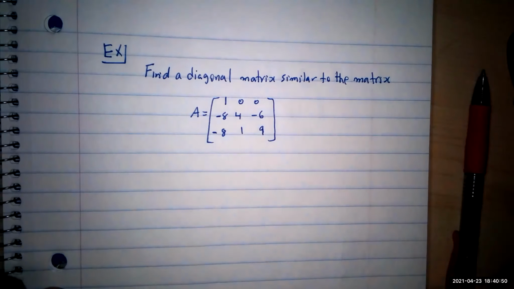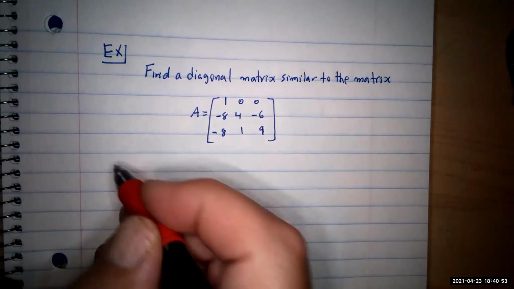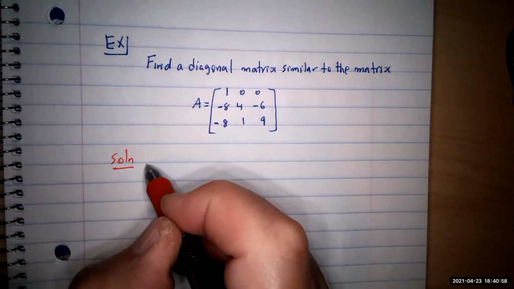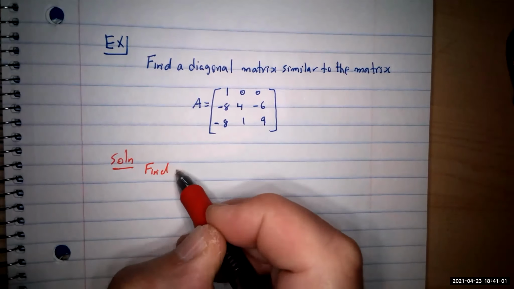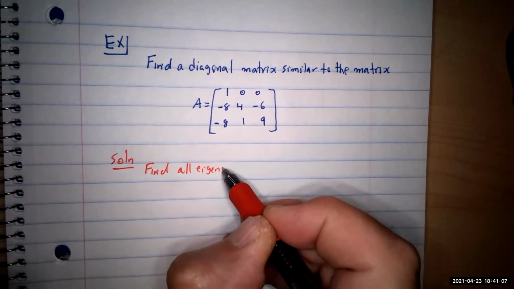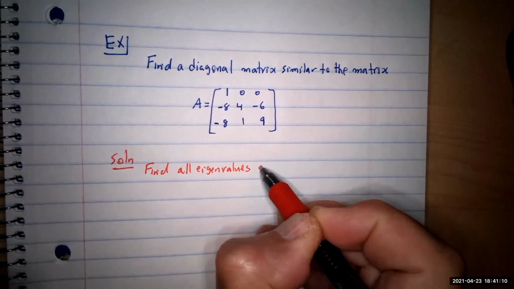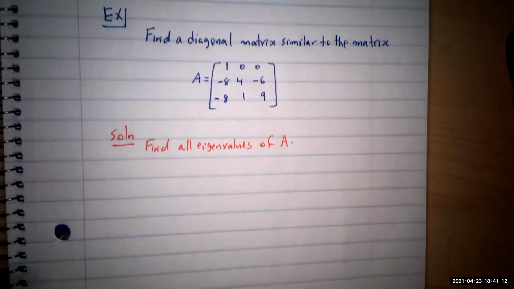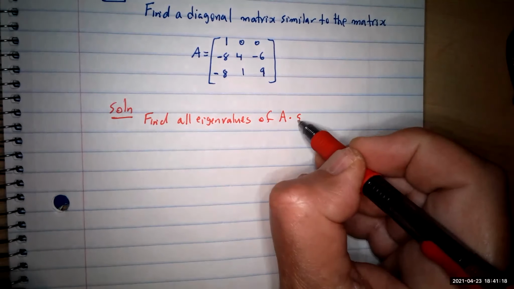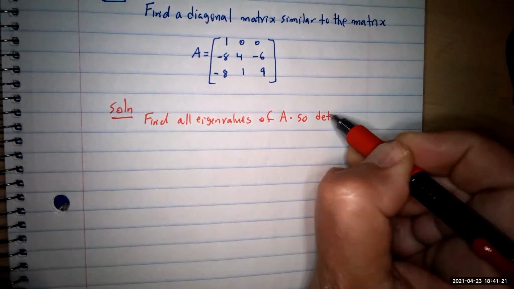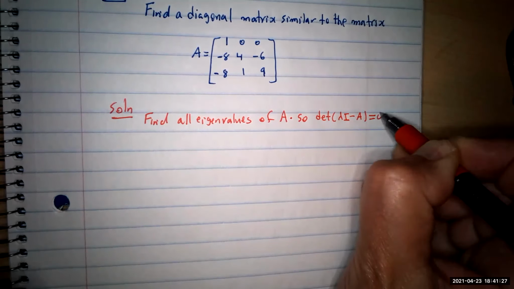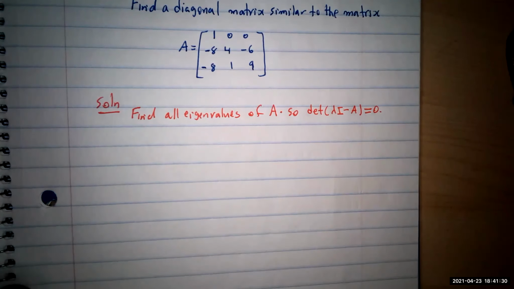Step 1, finding the lambdas. Solution. Step one, find all eigenvalues of A. That's step one. You know what it means? This means you have to form, just for your information, the determinant of lambda I minus A equal to zero. This is how we find the lambdas.